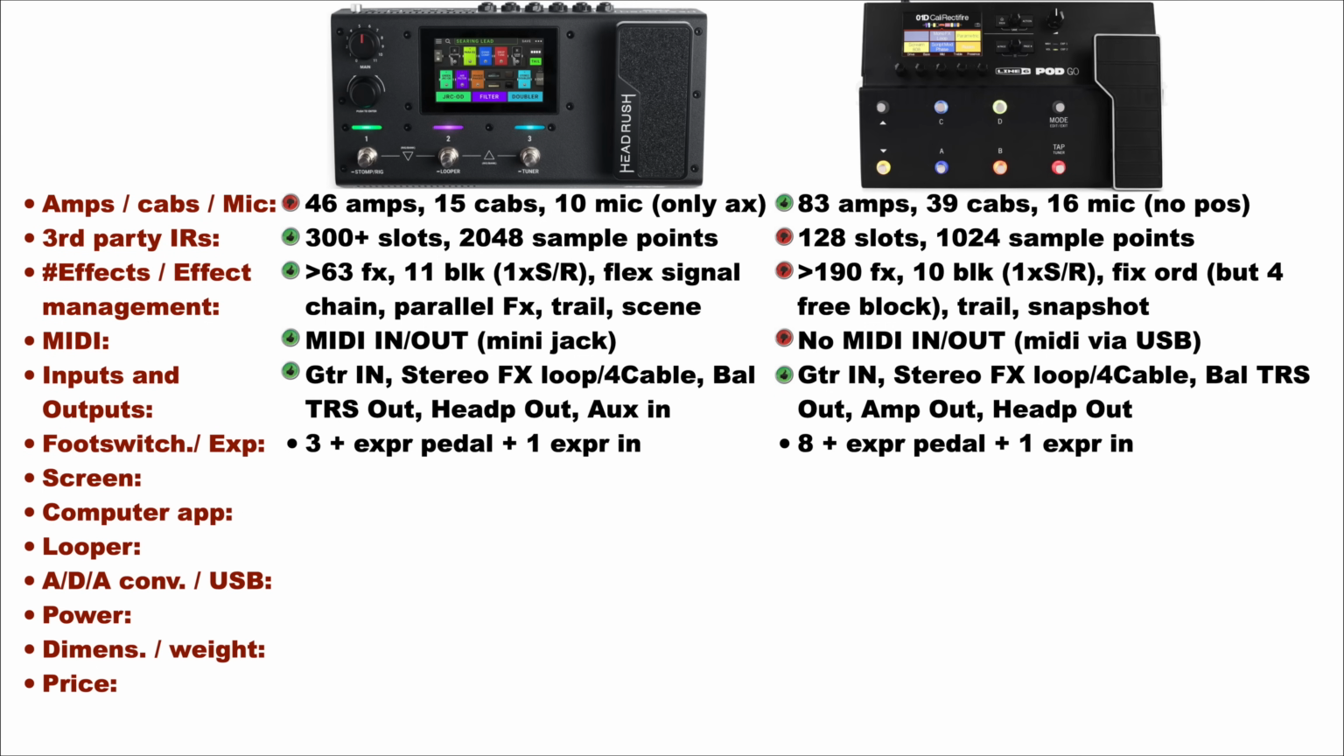As regards the foot switches, the MX5 has 3 foot switches where the PodGo has 8 foot switches. Therefore, I would give the thumbs up to the PodGo. The screen of the PodGo is 4.3 inches and it is not touch sensitive, where the screen of the MX5 is smaller at 4 inches, but it is touch sensitive. Therefore, I would give the thumbs up to the MX5.